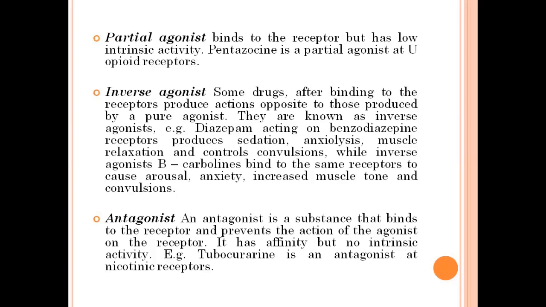Next, we see antagonist. An antagonist is a substance that binds to the receptor and prevents the action of the agonist on the receptor. It has affinity but no intrinsic activity. Example, tubocurarine is an antagonist at the nicotinic receptors. So what an antagonist is doing, it will bind to the receptor and prevent the action of the agonist.